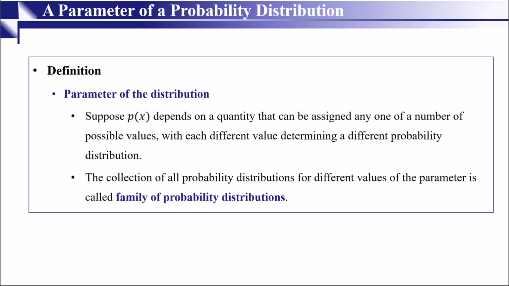Here, let's talk about the parameter of the distribution. The collection of all probability distributions for different values of the quantity is called a family. A distribution often depends on parameters, which are numbers that shape it. For example, a parameter might be the success probability or sample size. Changing the parameter gives a different distribution, and we call it a family of probability distributions. Think of it like tuning an AI model. We tweak the settings, we get different predictions.